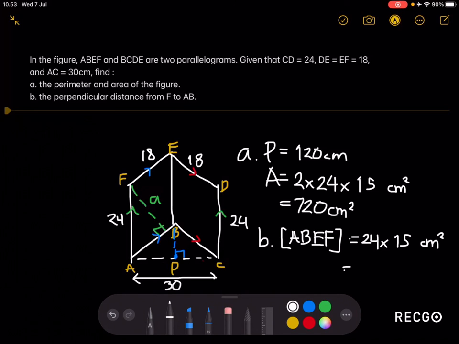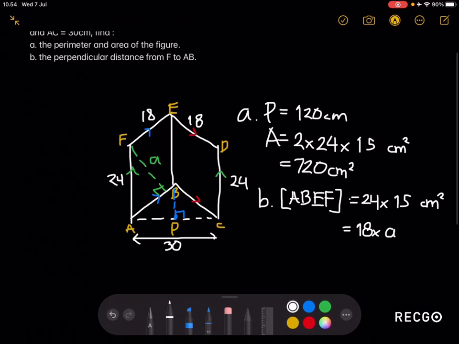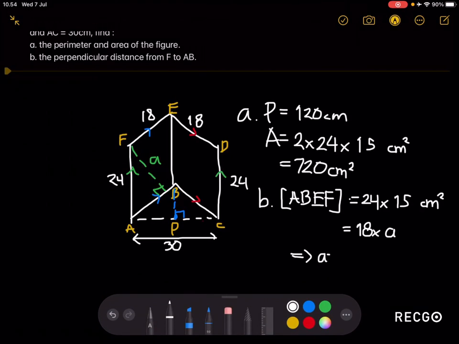But it also can be obtained another way by taking the side of EF as our base and of course our perpendicular distance A as our height. So that will be 18 times A. Solving this, you'll get that A is equal to 20 centimeters, which ends this video.